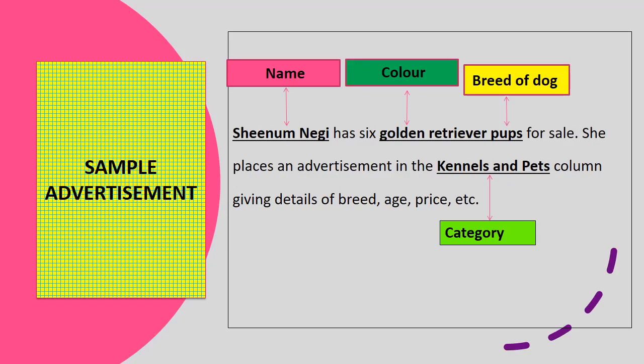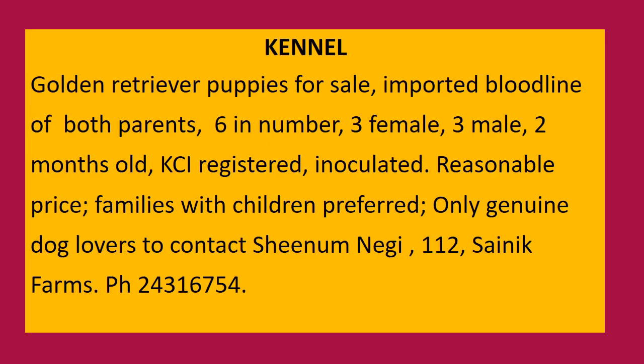Let's write this advertisement. Our heading is Kennel. Golden retriever puppies for sale. Imported bloodline of both parents. 6 in number. It is given in the question. 3 female, 3 male, 2 months old. KCI registered. KCI is Kennel Club of India. Inoculated. Inoculated means vaccinated to produce immunity to a specific disease.